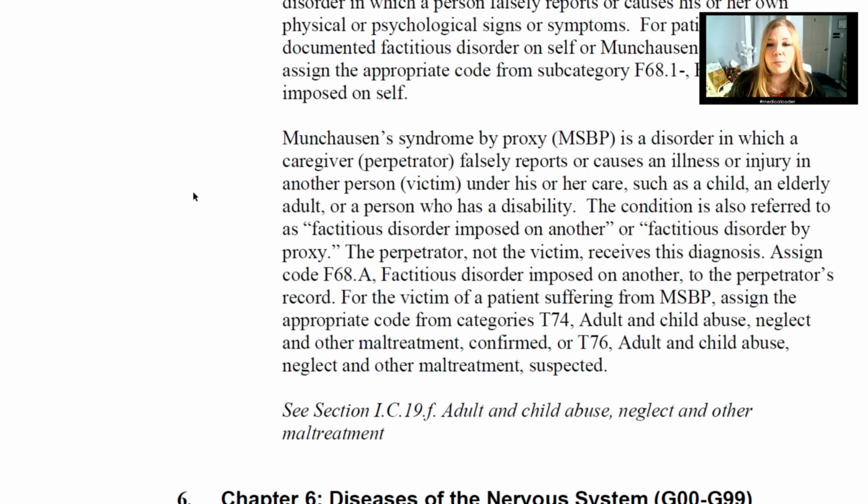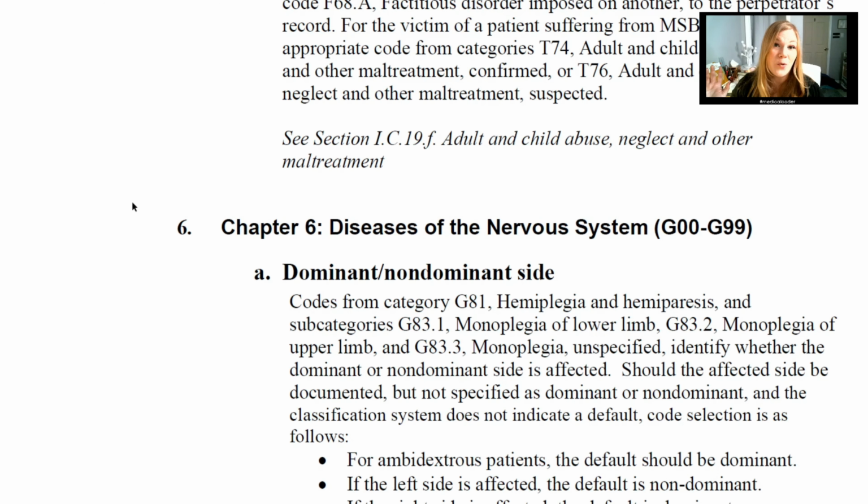The victim, so the person who is suffering, the patient suffering from that person who's inflicting that problem on them, we would assign for the victim a code from T74, which is the category for adult and child abuse, neglect, and other maltreatment that's confirmed, or it would be T76, adult or child abuse, neglect, and other maltreatment suspected, if it's a suspected condition. So that's it right now for chapters 4 and 5.